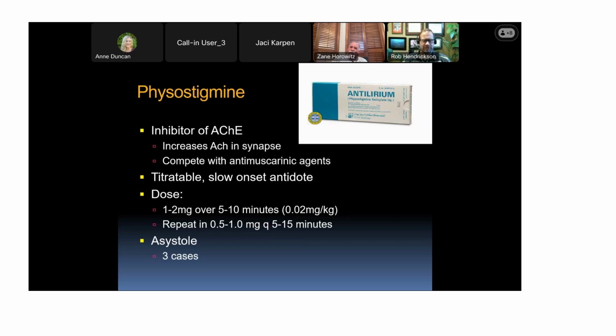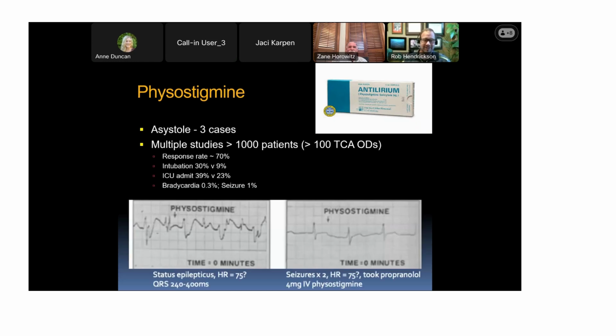The dose is 1 to 2 milligrams over 5 to 10 minutes. And then we would wait 10 minutes after the end of the dose to evaluate them to see if they need more. Physostigmine is plagued by 3 cases of asystole, which is a really bad side effect. Let me share these cases with you because they are weird at best. They're from way back in, I think, '82.